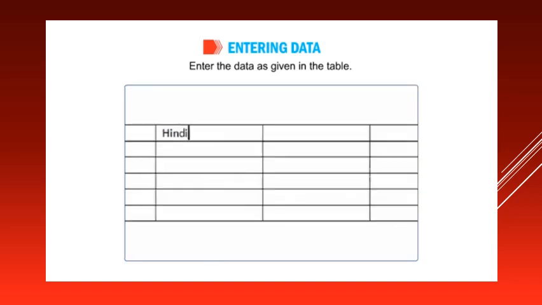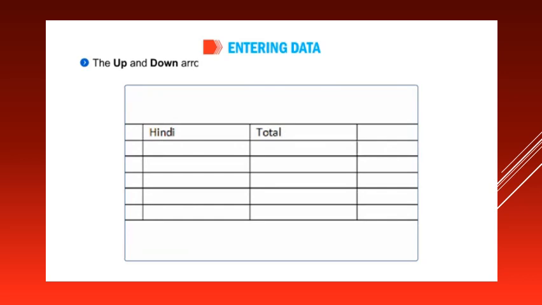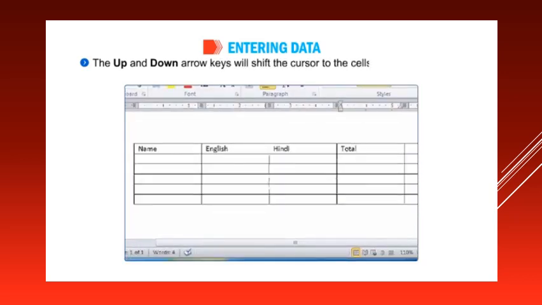The up and down arrow keys will shift the cursor to the cells above or below the current cell.